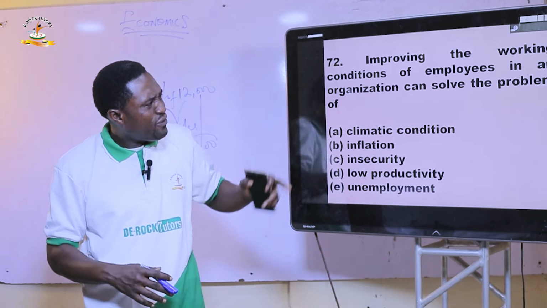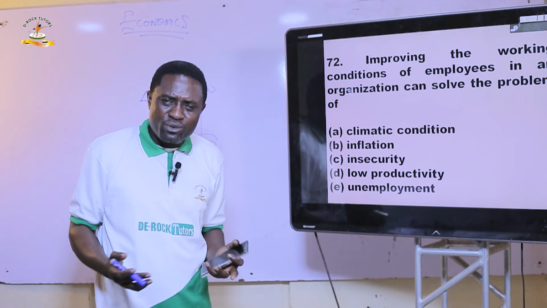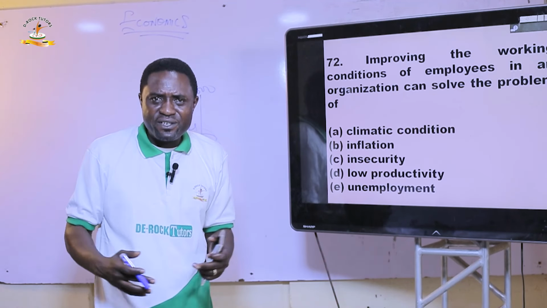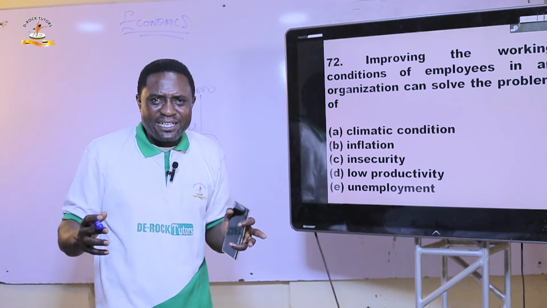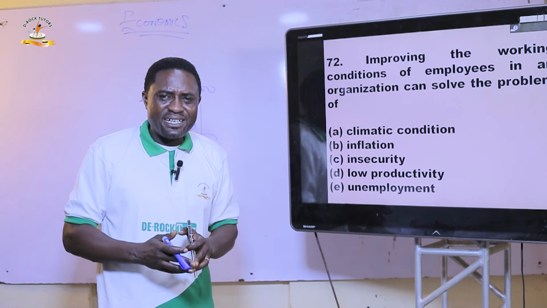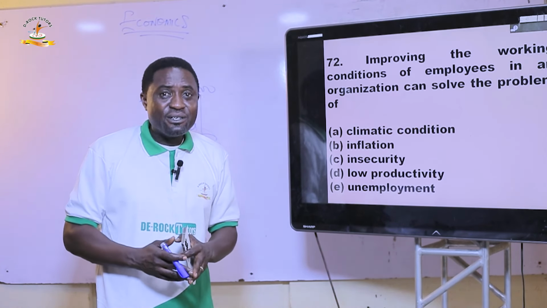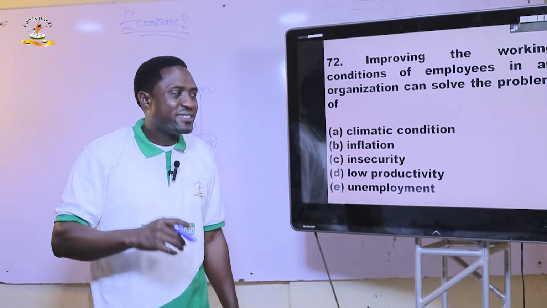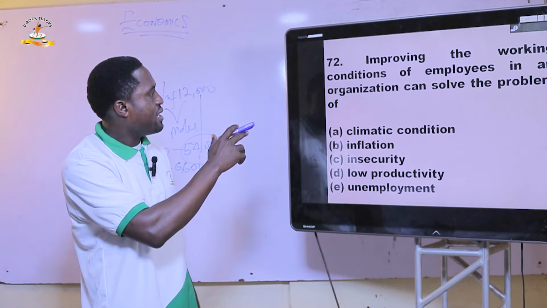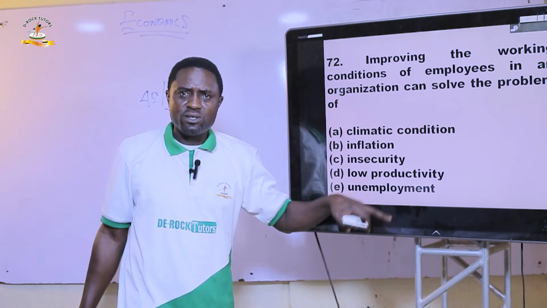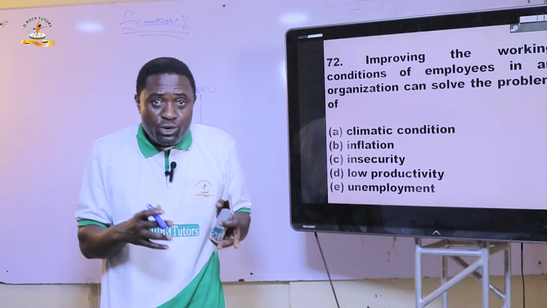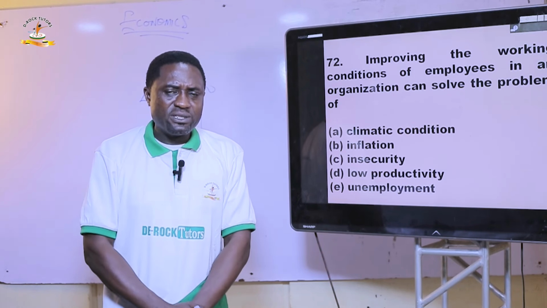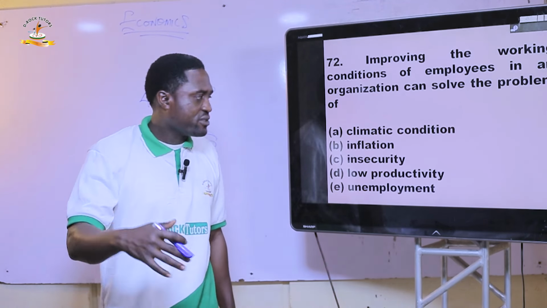So improving the working condition of employees. If your working condition is improved, they give you an official car, there is air conditioning in your office, there are different packages they give to you. You understand? Allowance at the end of the month, no matter what. If your working condition is improved, automatically your productivity will make sense. So it can solve the problem of low productivity. So in any organization, if there is low productivity, just work on the working condition of your employees. And I know that they will deliver. The productivity will be enhanced.